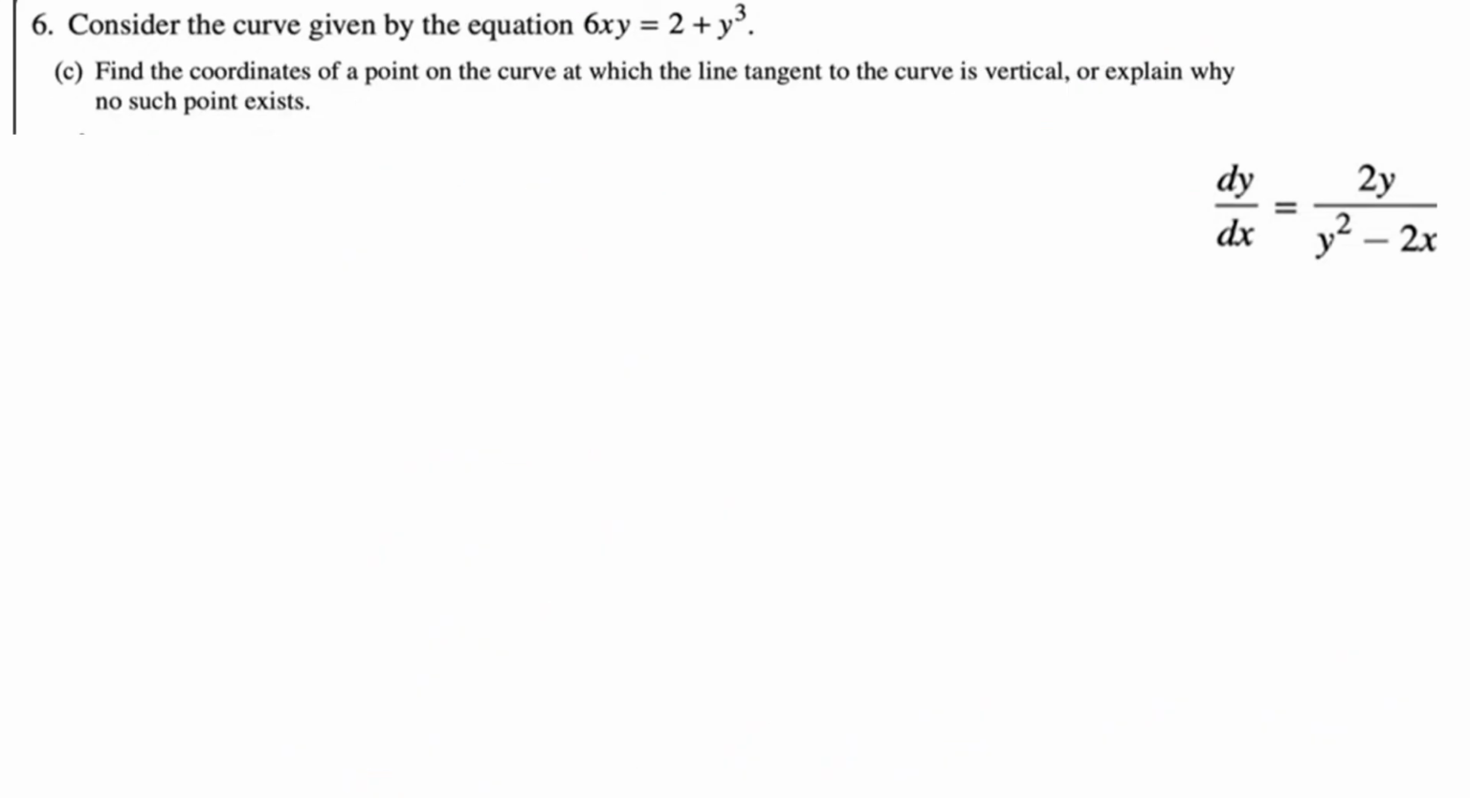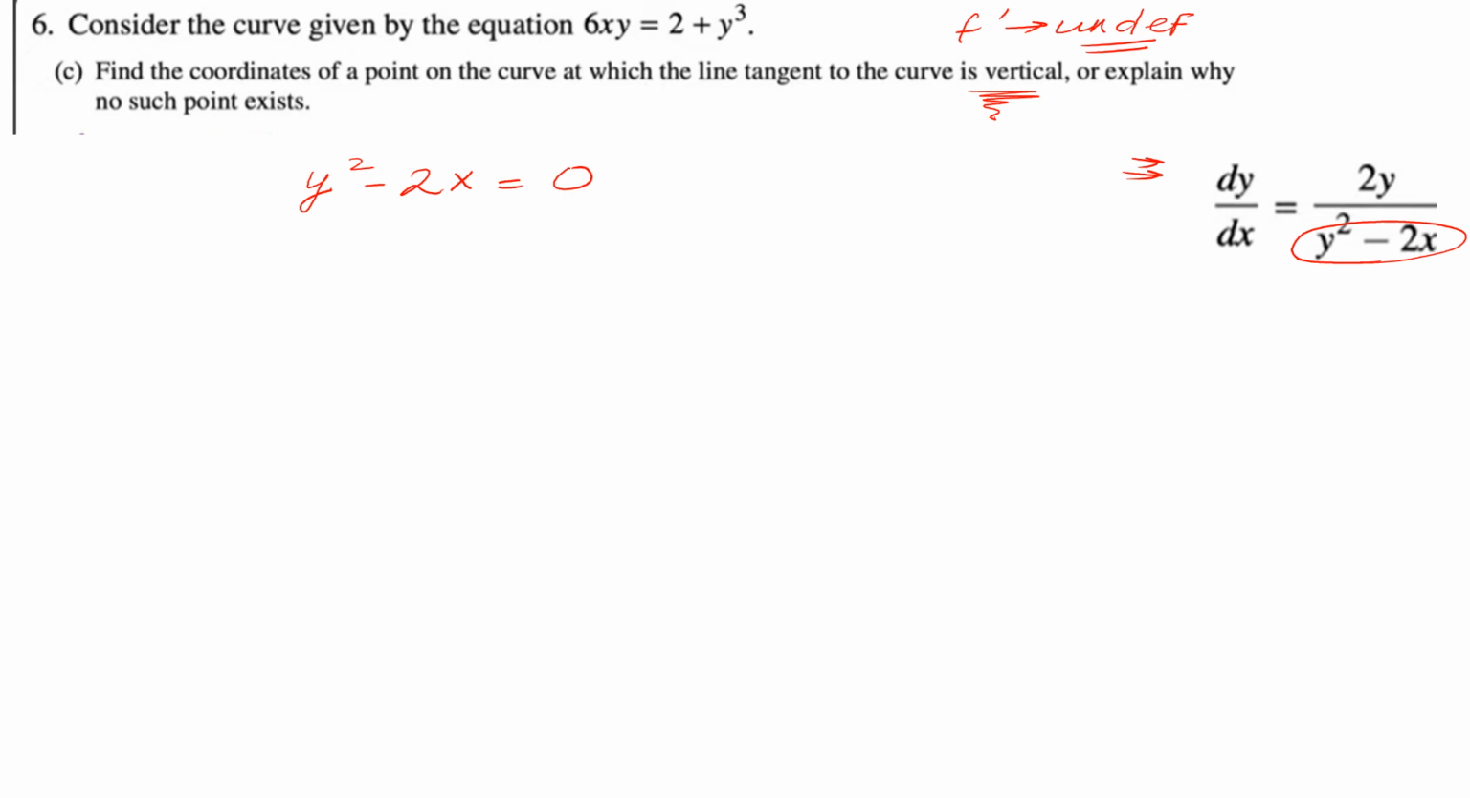Okay, so find the coordinates of a point on the curve at which the line tangent to the curve is vertical. What is meant by vertical? It means the derivative of the function is undefined. That means the slope of the tangent is undefined. So if we look at the derivative, the slope will be undefined when the denominator is equal to 0. Since the derivative is already given, the denominator is equal to 0. If the denominator is 0, it means that the derivative is undefined.